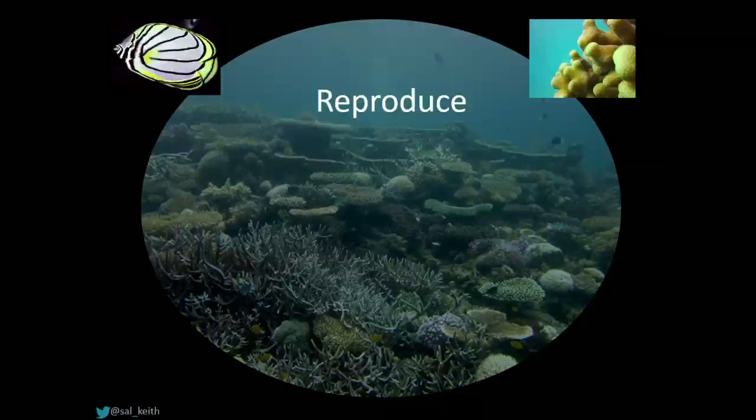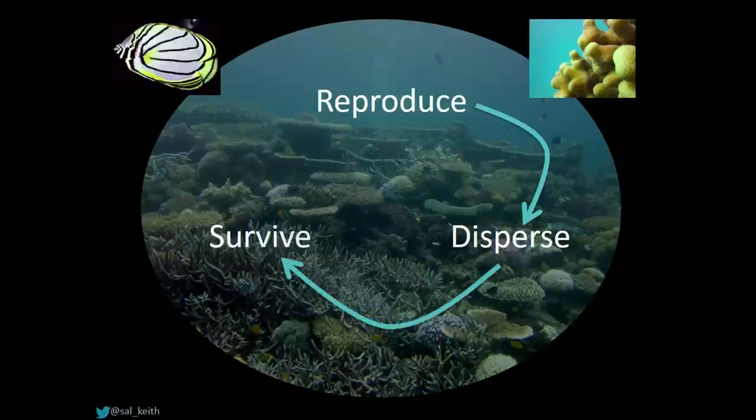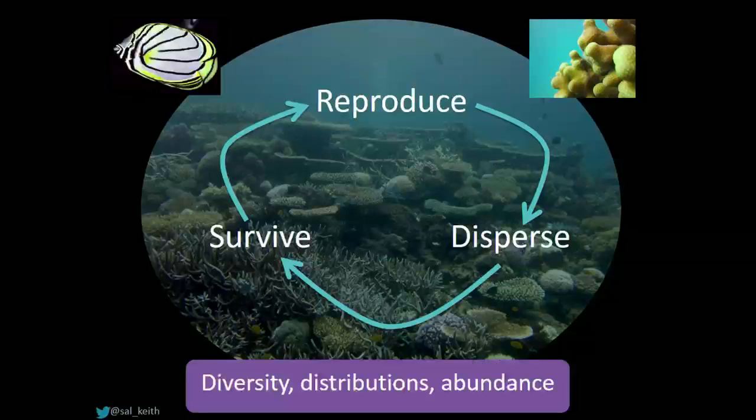So the first thing they need to do is reproduce. They need to actually produce the next generation, otherwise they're never going to exist in that place. They need to also disperse, so we just heard a bit about that, and they need to survive. And this all needs to happen. So we need to look at all of these aspects of the life cycle to really understand macroecological patterns. As you just heard from Neil about dispersal of corals, I'm doing a bunch of work looking at coexistence of coral and reef fish. But what I'm going to talk about today is reproduction and potentially how that can lead to diversity, distributions and abundance.